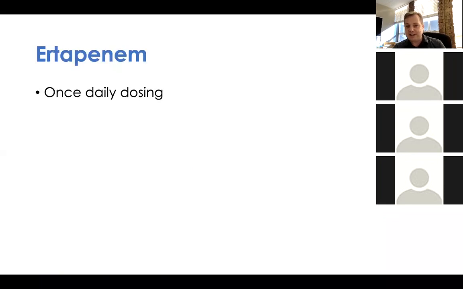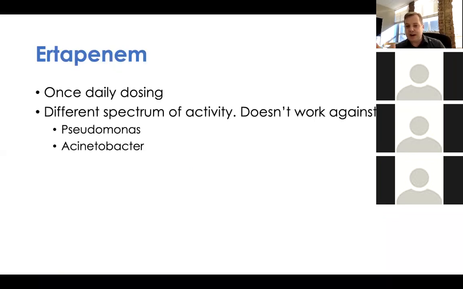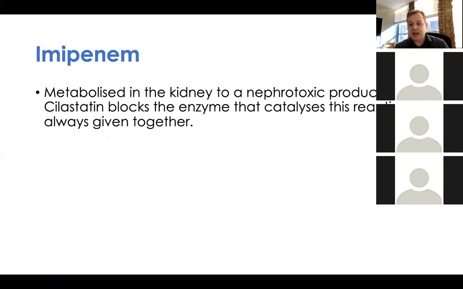So for ertapenem, it's once daily dosing, and it's narrow spectrum activity. It doesn't work against a few of the other bugs that the other carbapenems work against. The most notable of these are Pseudomonas and Acinetobacter. So it's got a slightly narrow spectrum of activity, and it's given once a day. It's a pretty good drug, except that, again, it's the narrow spectrum of activity. And then the other carbapenems really have a very broad spectrum of activity. I just want to pull out imipenem specifically because it's, again, a little bit different. One is that you will have seen it's called imipenem cilastatin.